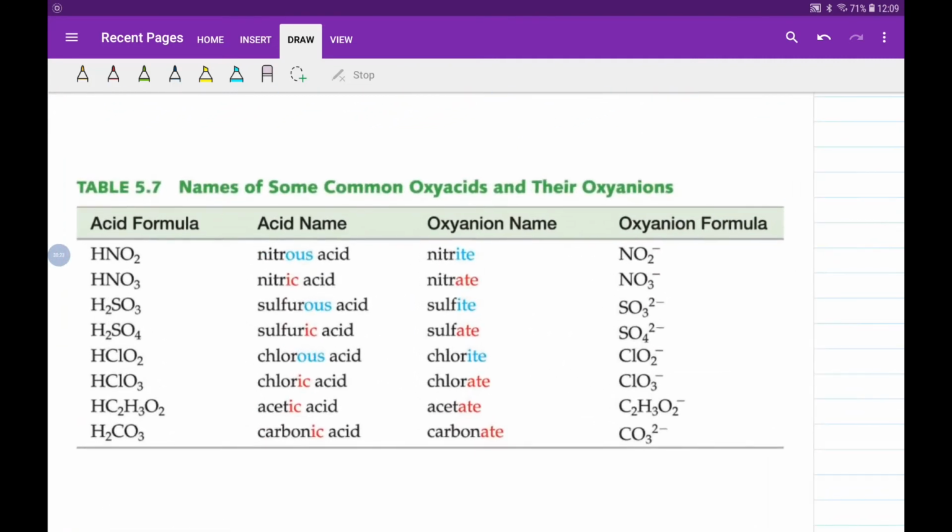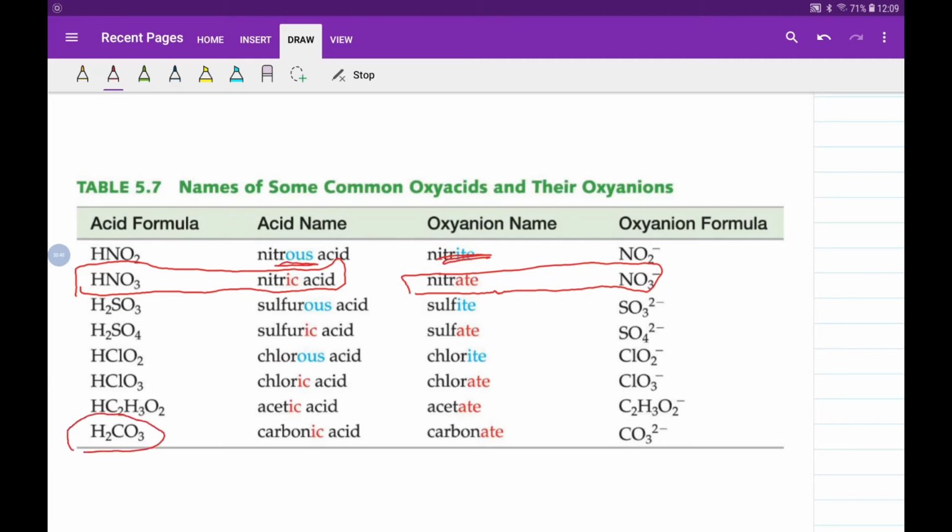These are some common oxyacids. Nitric acid, because the anion is nitrate, will give us nitric acid. If I had nitrite, then it'll be nitrous acid instead. This is carbonic acid, comes from carbonate. Carbonate, carbonic acid. Take a look at this table. Hopefully this would allow you to have an idea how to name these acids.